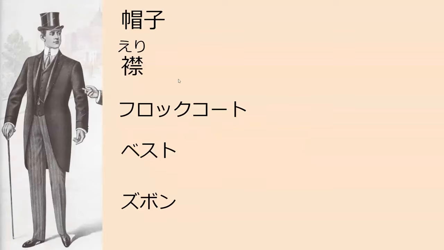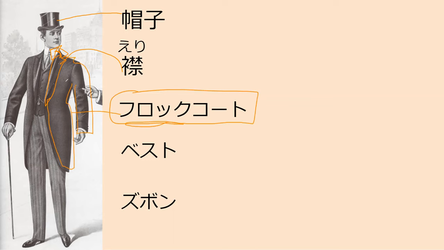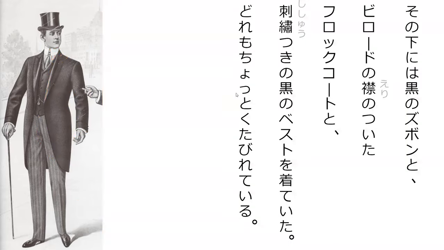Interesting, I deleted a slide. Anyway, here are parts of the body. So this is a boshi. That's the hat. Eri is the collar thing, like right here, and also here. These are both eris. Furoku koto is this thing right here, like the coat that he's wearing over. Besuto is the vest. And zubon are the pants. So now you get to read the text over here.